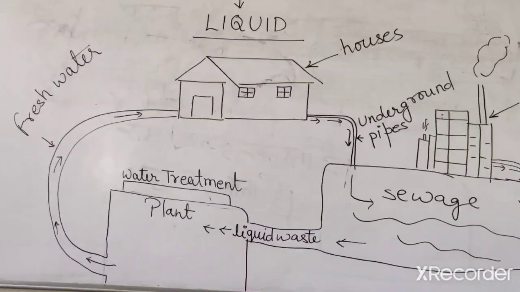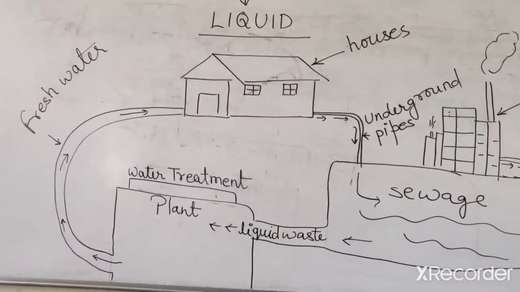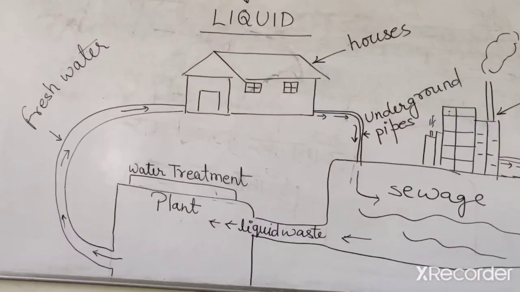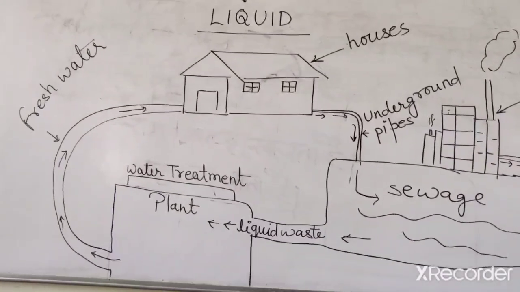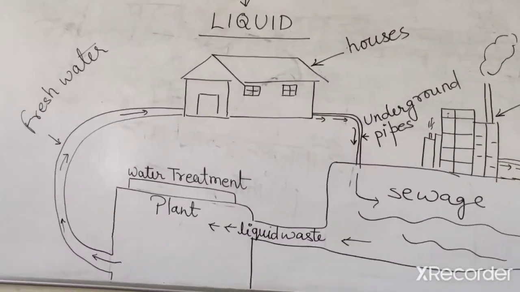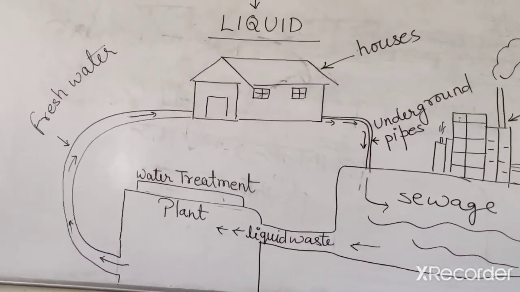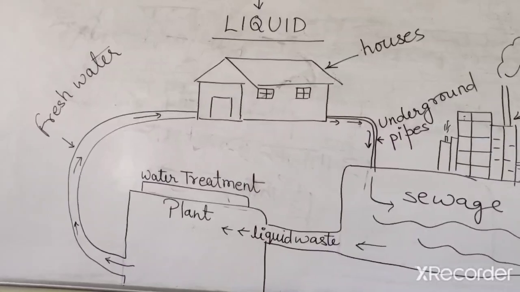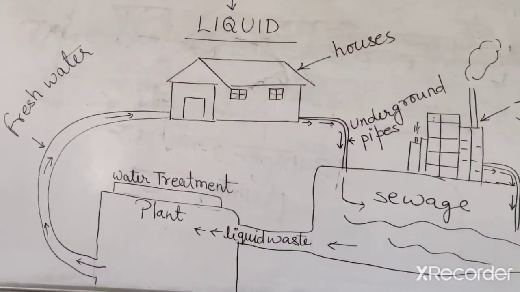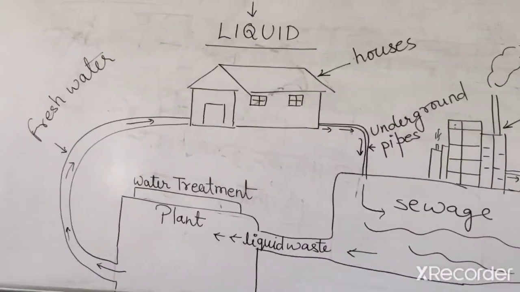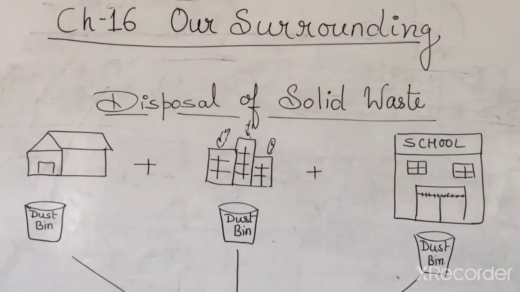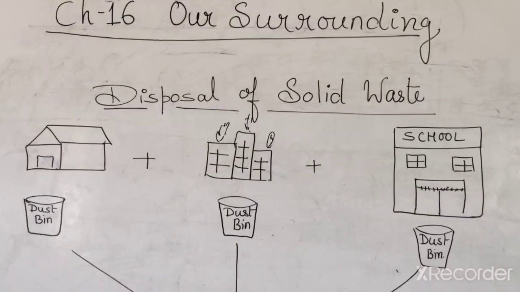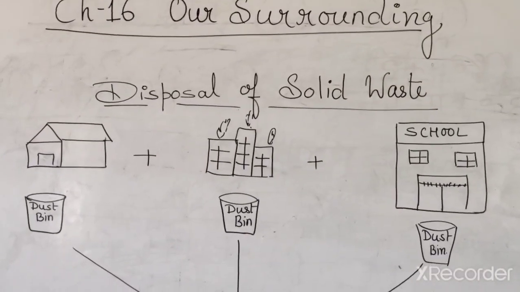Water treatment plant में various chemicals are mixed with the liquid waste, then उसमें जो भी solid impurities होती हैं उन्हें remove किया जाता है, and again that fresh water is supplied to your houses or to the factories, to your school, hospitals, everywhere. Now let us discuss the disposal of solid waste.